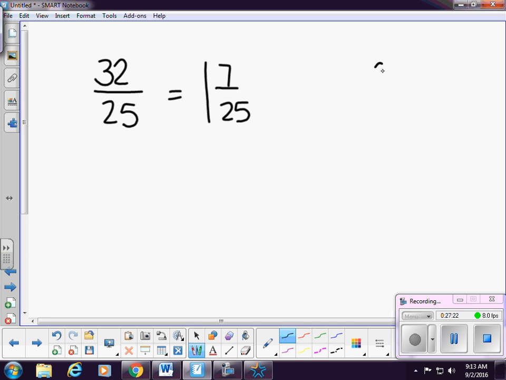Okay, so if he divides, he's going to take 25 into 32. And he said, okay, that was 1. So what's 1 times 25? So what am I doing here to figure out my remainder? You're subtracting the 2. Okay, you're going to subtract those 2.